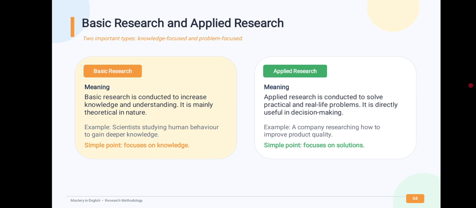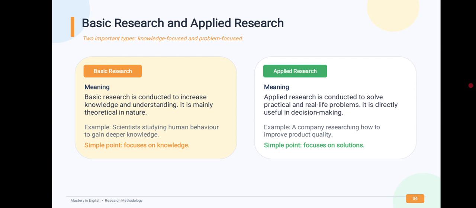So students, now let us discuss the first two important types of research. First type is basic research. Basically, basic research is conducted mainly to increase knowledge and understanding. It is theoretical in nature. The purpose of this research is not immediate practical use. Instead, it focuses on discovering new ideas, theories, and knowledge.